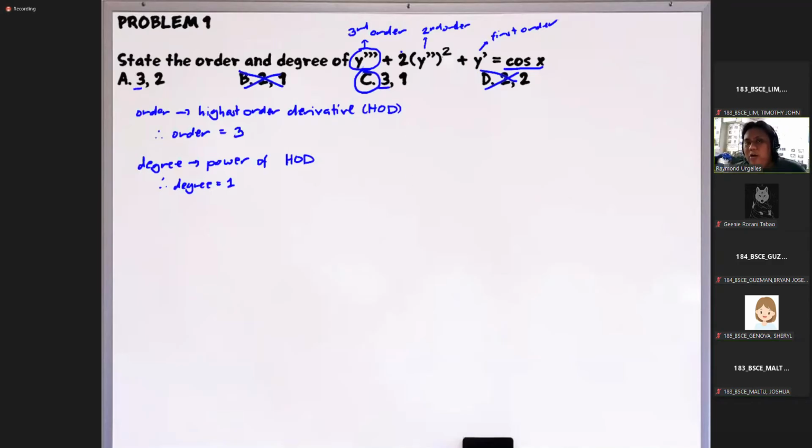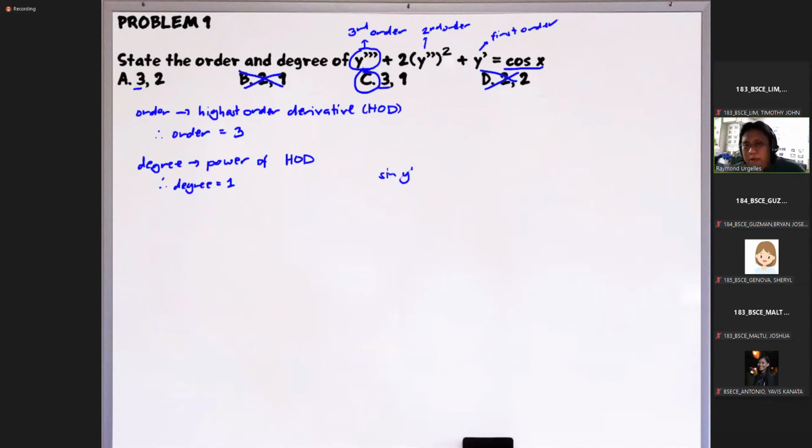Pero bago kayo kumuha ng order or degree, kailangan niyo munang i-simplify yung differential equation. Unang-una, dapat yung differential equation natin ay walang fractional exponent. Okay? Nakuha ba? Walang mga derivative sa loob ng isang function. So for example, sine of y prime. So dapat walang mga ganito. Kumbaga dapat parang para lang siyang polynomial.